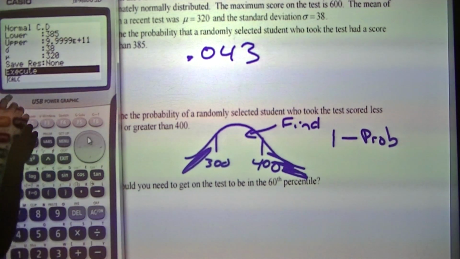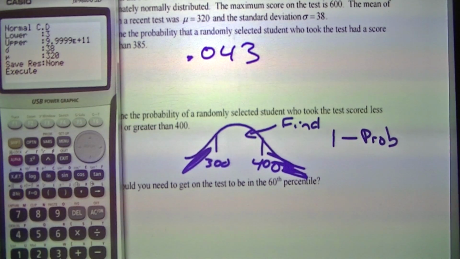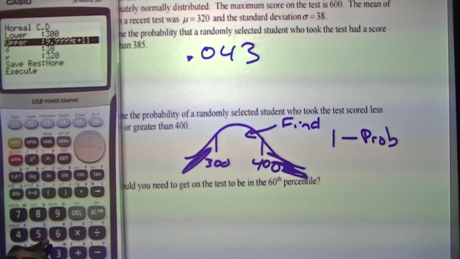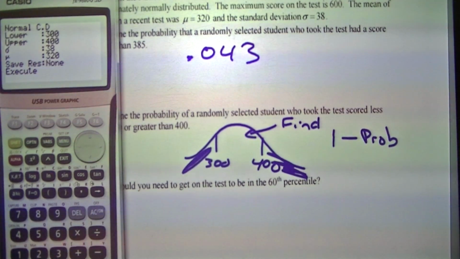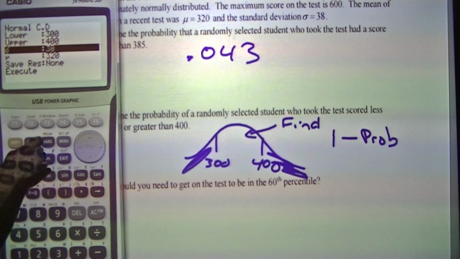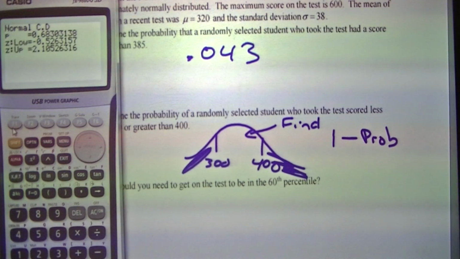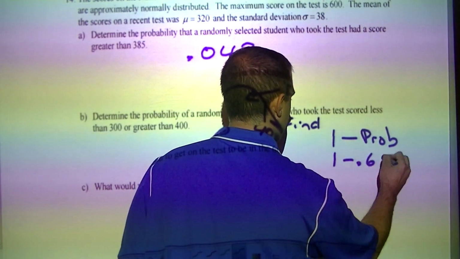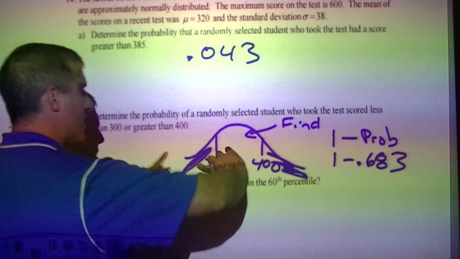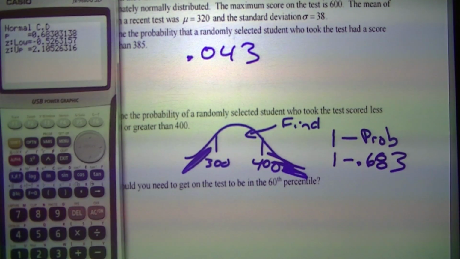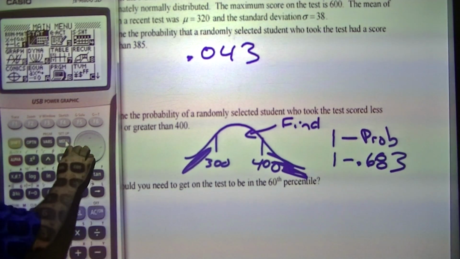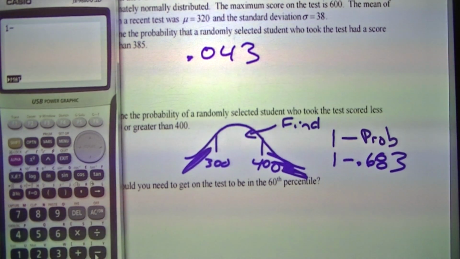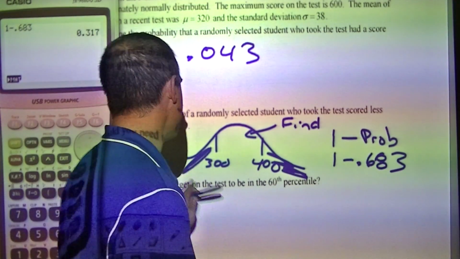Instead of doing this range, I'm going to do a range between 300 and 400, all right? All right, all that stuff is still the same. Okay, so I got 0.683. So what I'm going to do, because I want to find the area on the outside, I'm going to do 1 minus 0.683. Oh, whoops. Let me go back in here. 1 minus 0.683. All right, and I get 0.317.